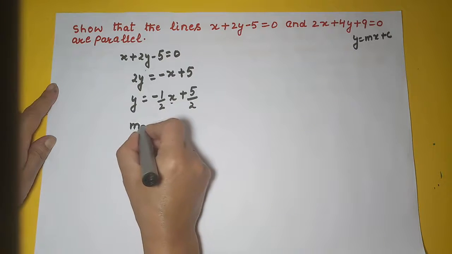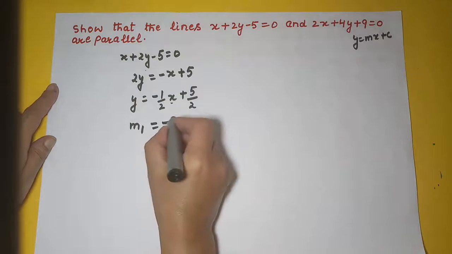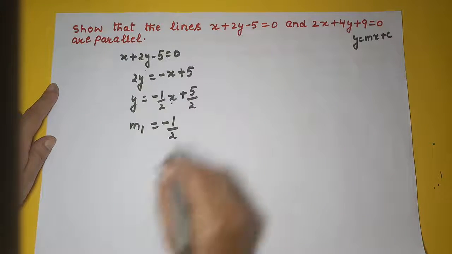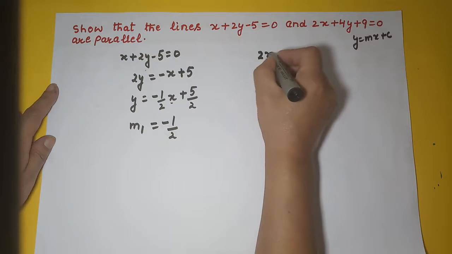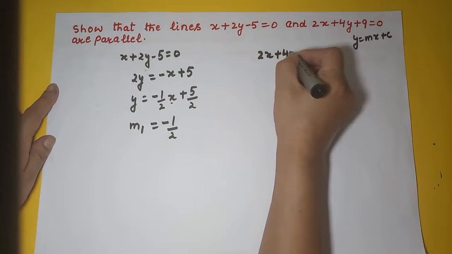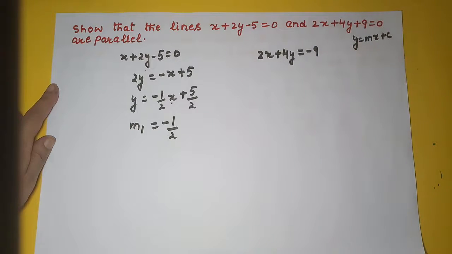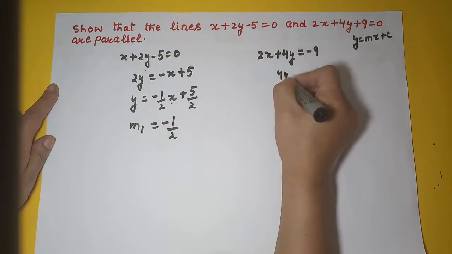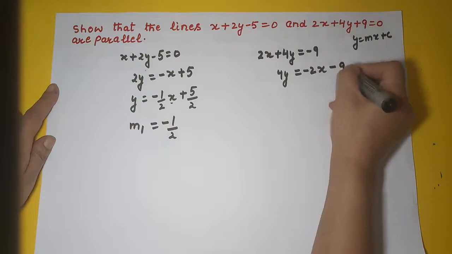So what is your slope? Let's name the slope of this line as m1. What is that? Minus 1 by 2. Now the same we'll do with this line. So this is 2x plus 4y equal to minus 9. We have shifted this 9 to this side. Now 4y is equal to minus 2x minus 9.